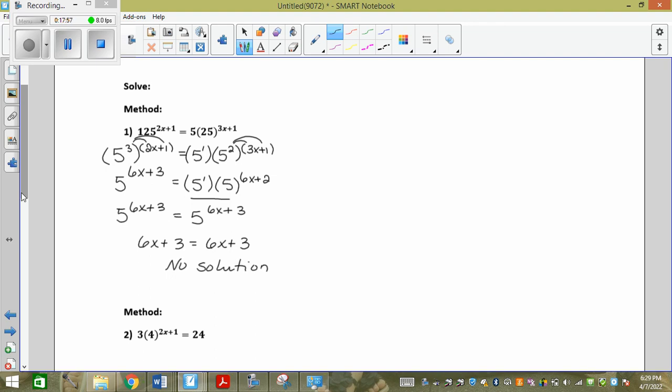You type them in your calculator and see if they ever cross. If they don't cross, then there's no solution.